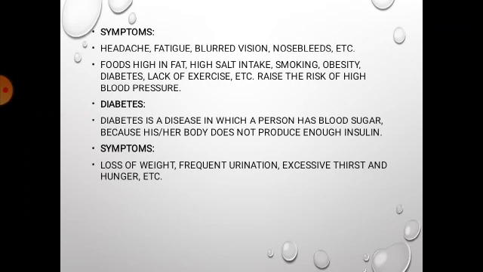Diabetes. Diabetes is a disease in which a person has high blood sugar because his or her body does not produce enough insulin. Insulin is the chemical that is produced in our pancreas. Insulin helps to decrease blood sugar. Without insulin, a person develops diabetes. The symptoms are loss of weight, frequent urination, excessive thirst and hunger.